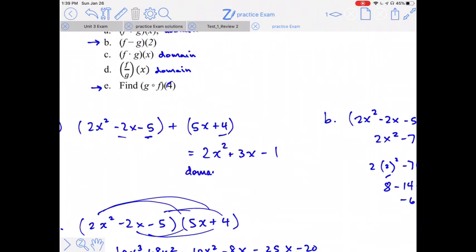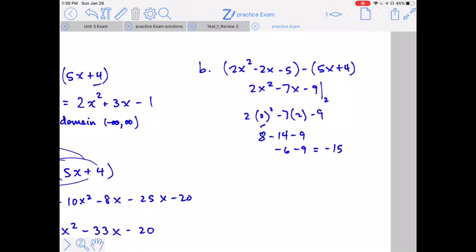The domain of a quadratic function is negative infinity to infinity. Part B, we don't have to do domain because we were evaluating a function at a particular value there.